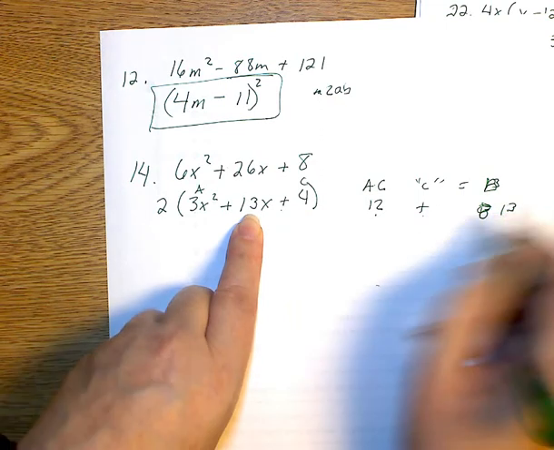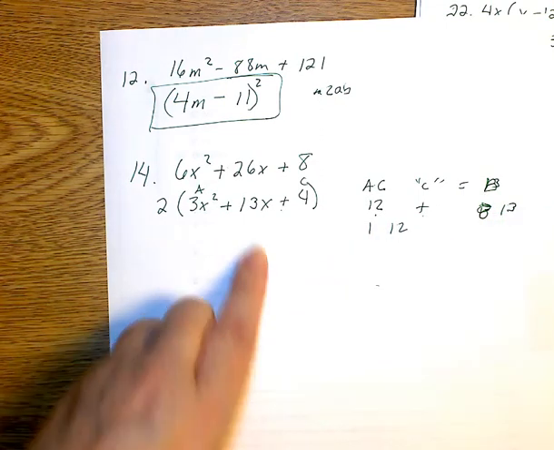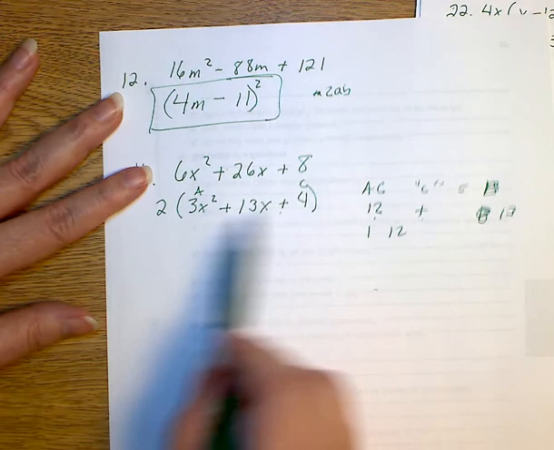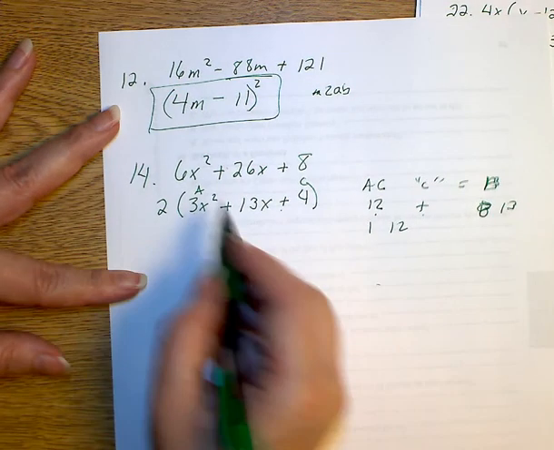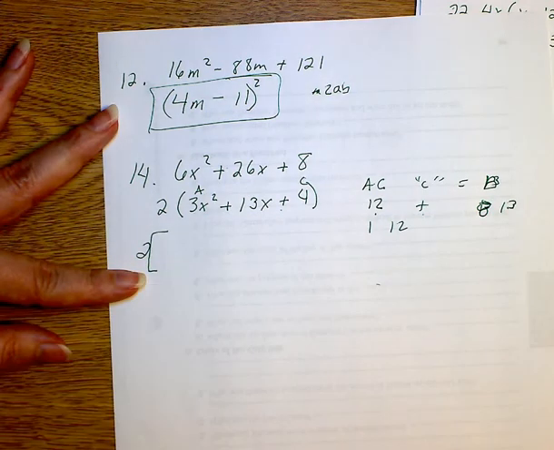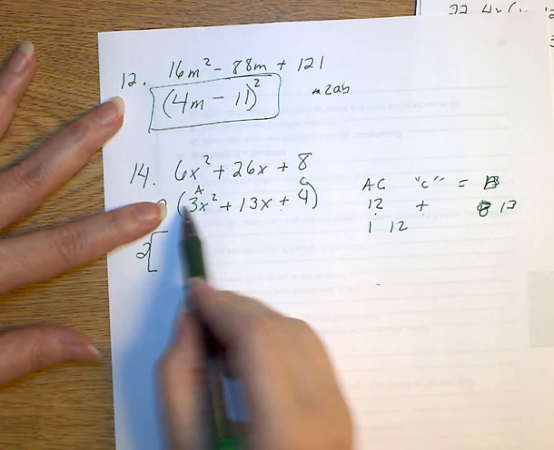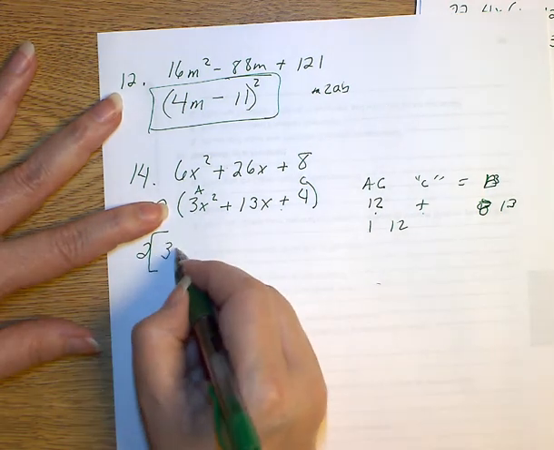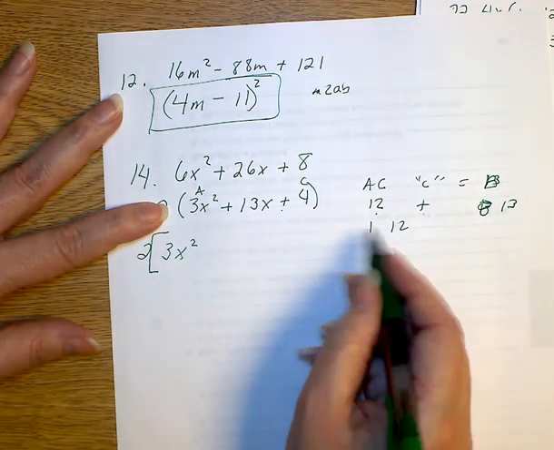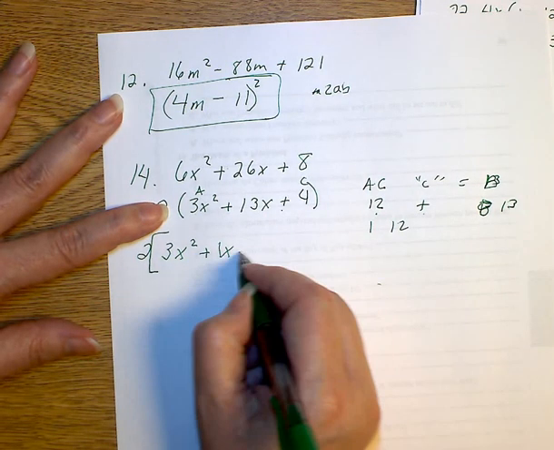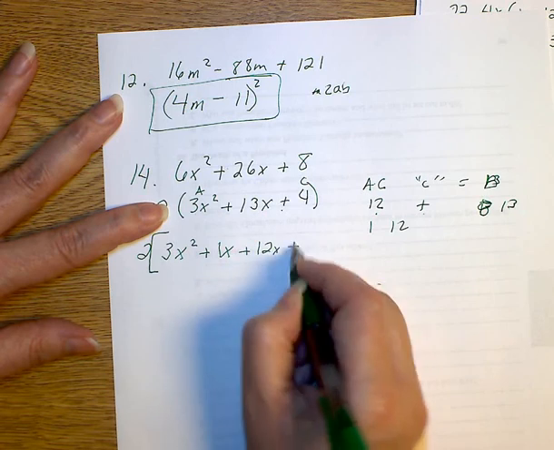Yes, so it's 1 and 12. So now I have to rewrite this using these. I have 2 on the outside, just bringing it down so I don't forget about my 2. And I'm just working with this. So I'm rewriting it. So I go 3x squared plus 1x plus 12x plus 4.